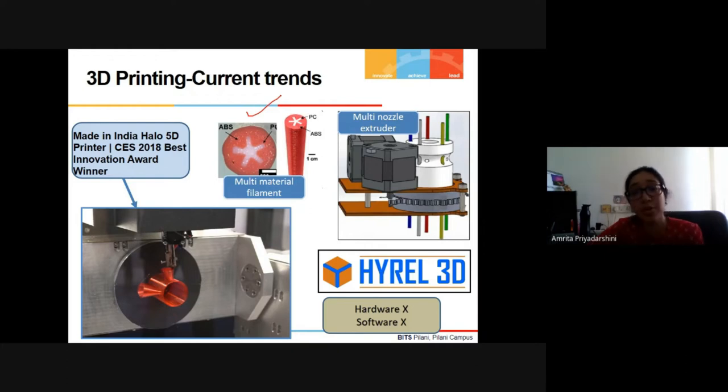Then there are also developments coming up using multi-material filament, because what we do with FDM is, when you are going for ABS, the filament will be only ABS.